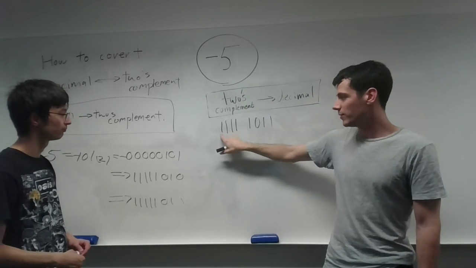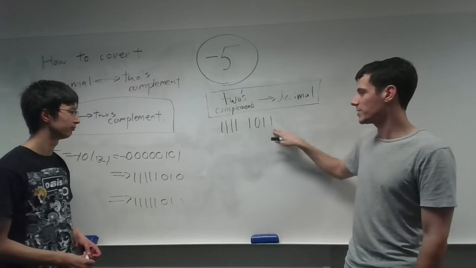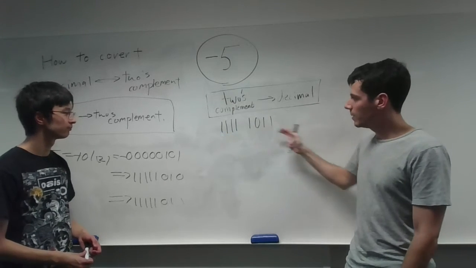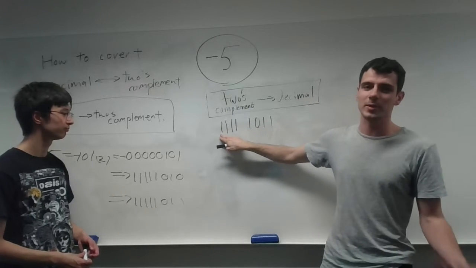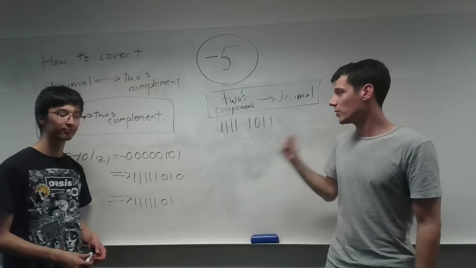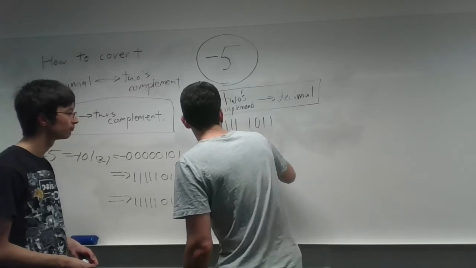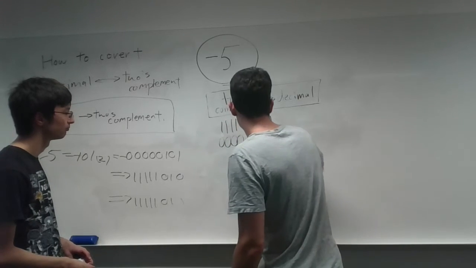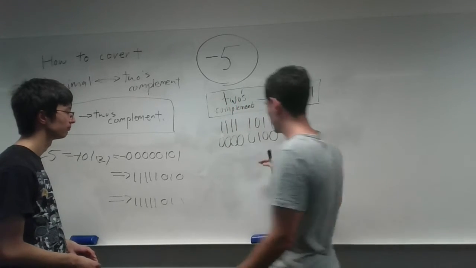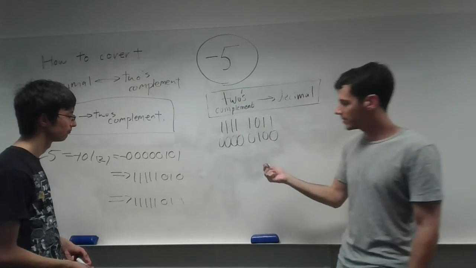So in this, if the sign bit were 0, that is, if it were positive, we could simply read off this number as a positive integer. But because the sign bit is 1, which means it's negative, we have to do a couple extra steps before we do that. So the first step is to flip the bits, that is, change 1s to 0s and vice versa, and then we add 1 to this.